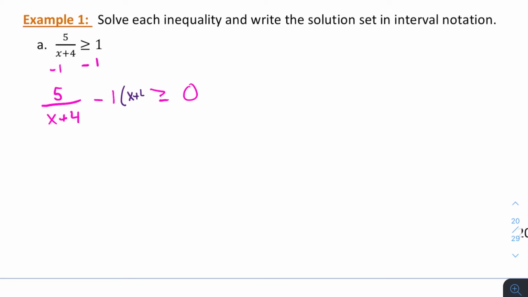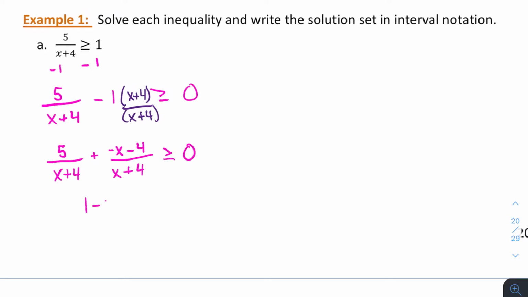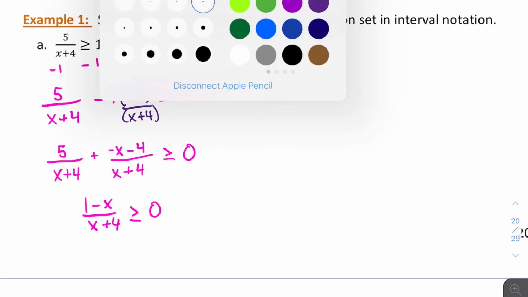So back to our problem, instead getting 0 on one side and getting a common denominator, so I can go ahead and subtract 5 over x plus 4 minus 1. If I get my common denominator here by multiplying by negative 1 times my x plus 4 over x plus 4, then I can rewrite this as a single fraction of 5 minus 4 would give me 1, plus negative x, or 1 minus x, all over x plus 4 is greater than or equal to 0.